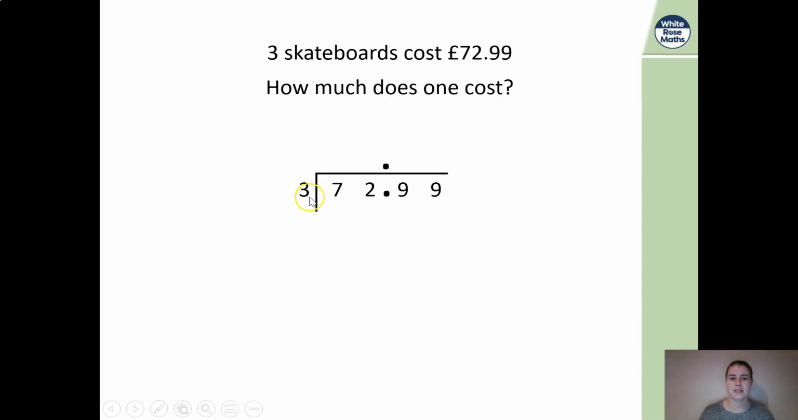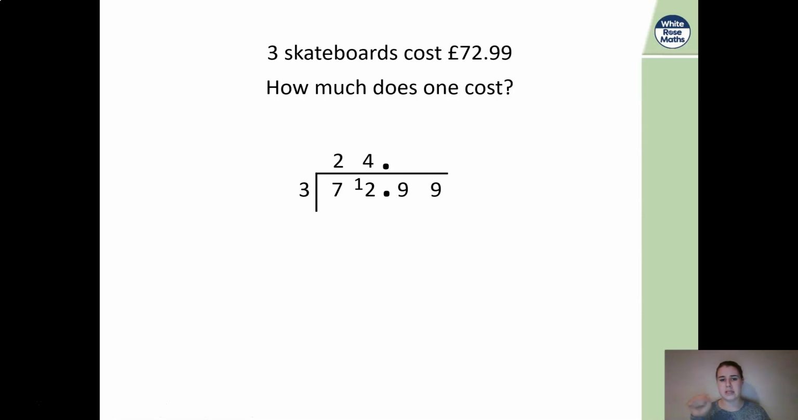So first thing I need to think about was how many 3s are in 7. Well, now if I do my times table, I've got 3, 6. Well, I can't go to 9, so I've got 6. So now I'm going to have 2. Now to get from 6 to 7, I have 1 left over, so I have to carry that 1 across. Now my new number here becomes 12. So how many 3s are in 12? Well, I know that 3s into 12 goes exactly 4 times.